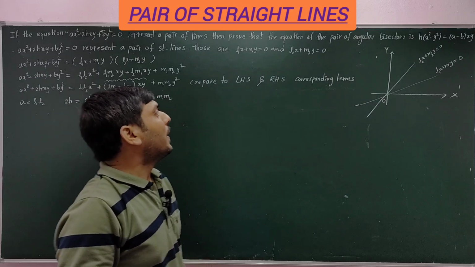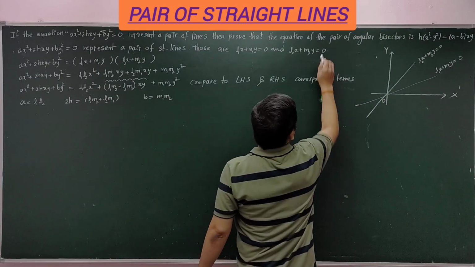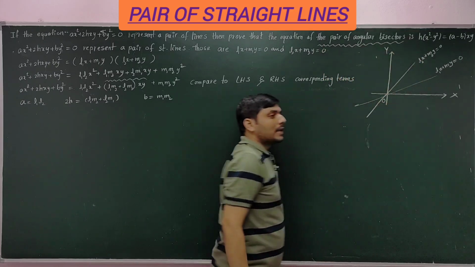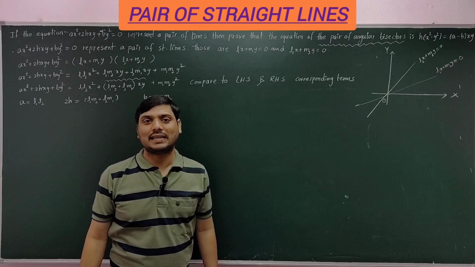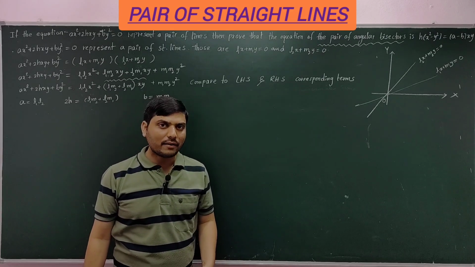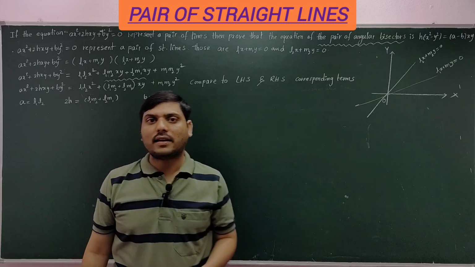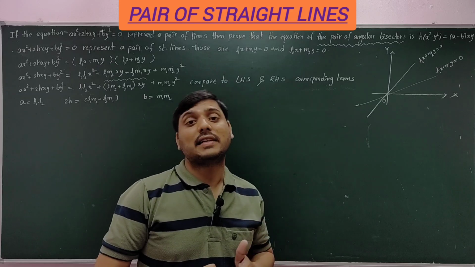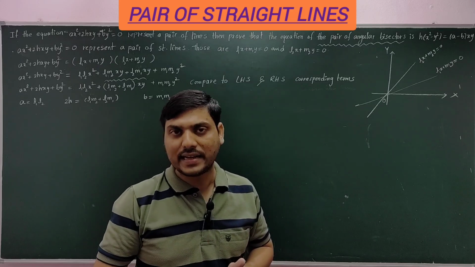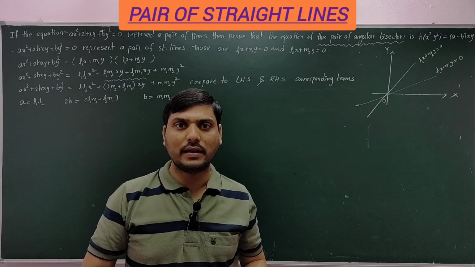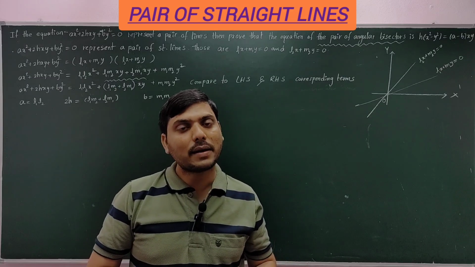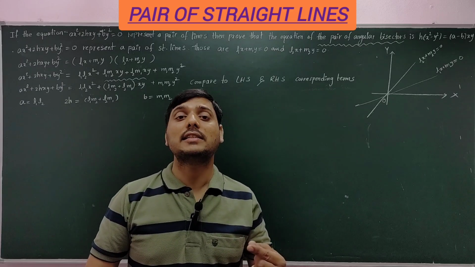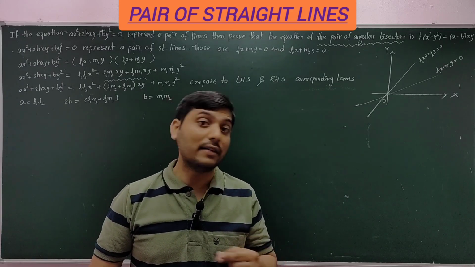Okay, now our condition is the pair of angular bisectors. What is the meaning of the pair of angular bisectors? Bisector is nothing but half of the value. Which half of the value? If one angle is 90 degrees, half of the angle is 45 degrees. If one angle is theta, the angle bisector is theta by 2. If one angle is x, then x by 2 is the angle bisector of the given angle.